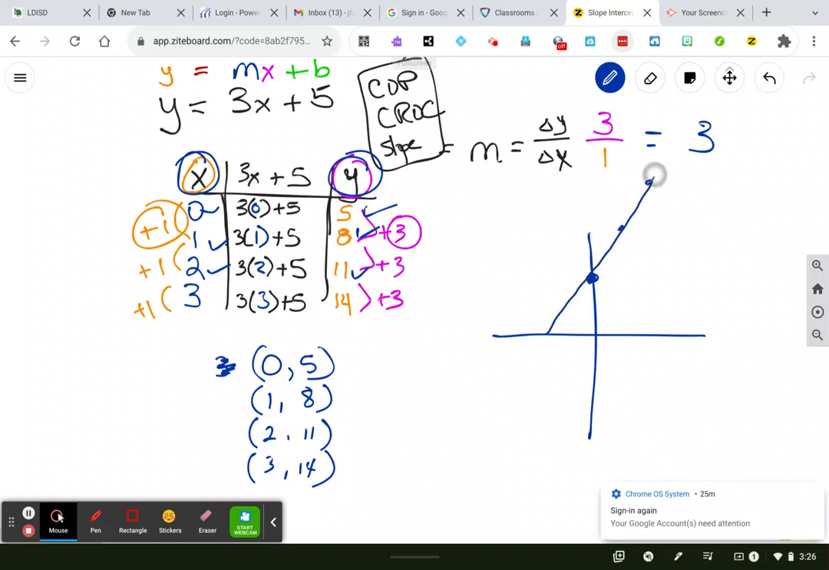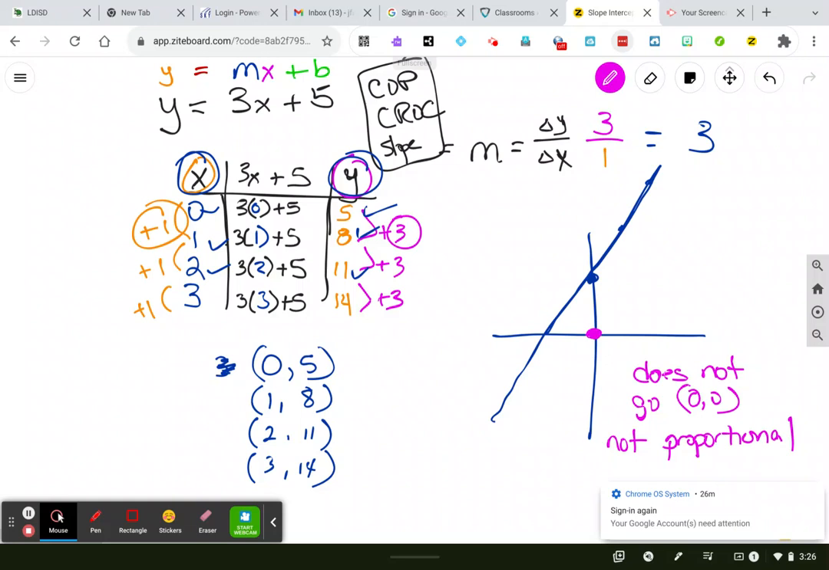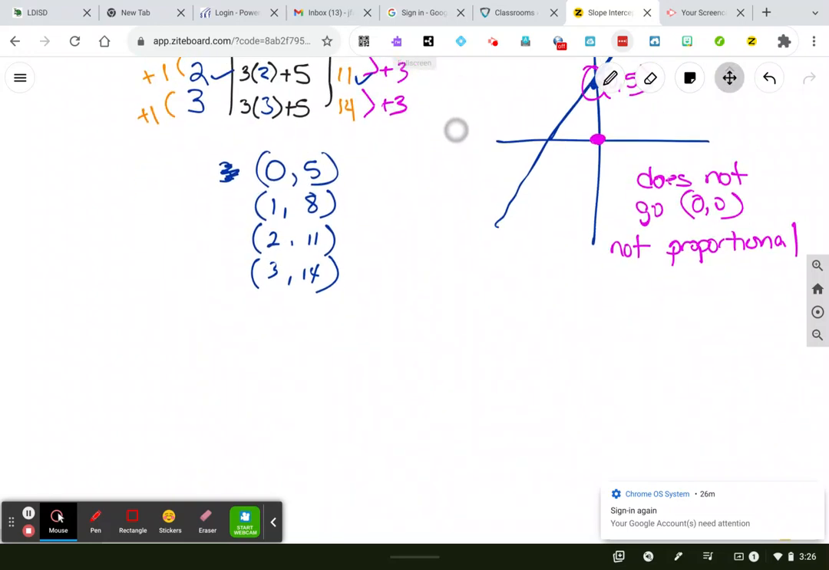And if I were to draw my line, it does not go through here. So since it does not go through 0, 0, it's not proportional. And if you look at this line, this first point is 0, 5. It's crossing the y-axis at 5, which is what I told you that number would be. So that's how all of this connects together. Simple way to remember anything.